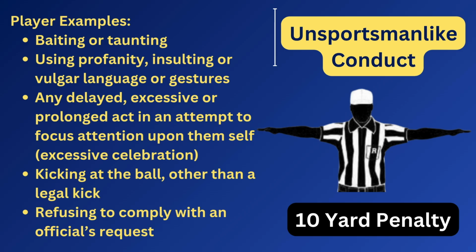Here are some examples that would warrant an unsportsmanlike conduct penalty for players. Baiting or taunting the other team, using profanity, insulting or vulgar language or gestures, especially if they're directed towards an opponent, the referee, fans, even a teammate. Delayed, excessive, or prolonged acts in an attempt to focus attention upon themselves. This is kind of the catch-all for an excessive celebration.